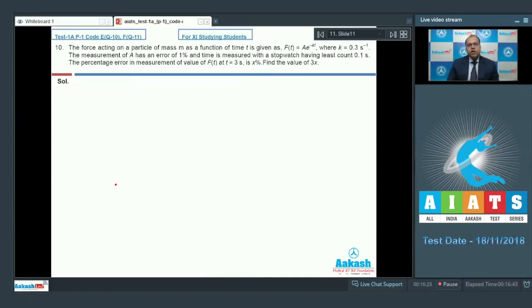So f(t) is equal to a into e to the power minus kt, as given. So if I write the formula of propagation of error, then I can say del f upon f is equal to del a upon a plus k times delta t. So I have to calculate this error in terms of percentage. So if I multiply it by 100, this is also multiplied by 100.